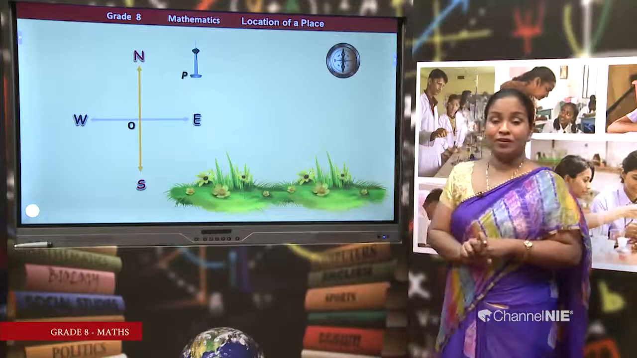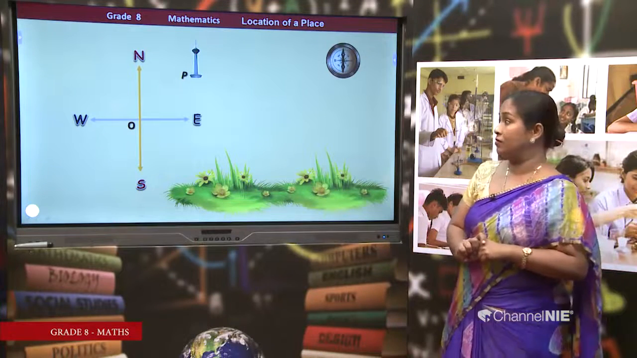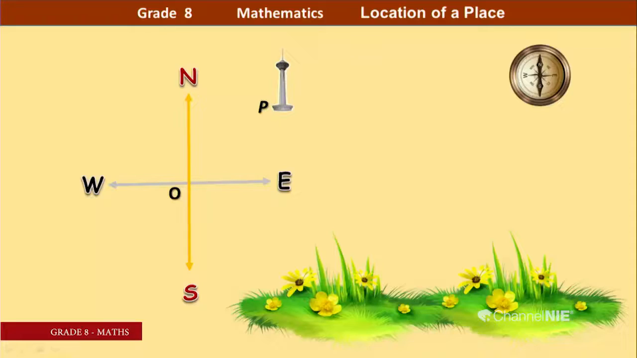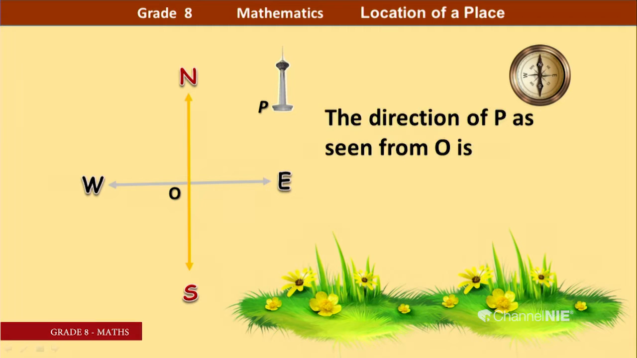Okay. What could you see? Oh, there is a tower, that is P. Now, we are going to observe P from O. First thing, we have to join the points O and P. So, we are going to find the direction of P as seen from O. Join the points O and P. Then what?